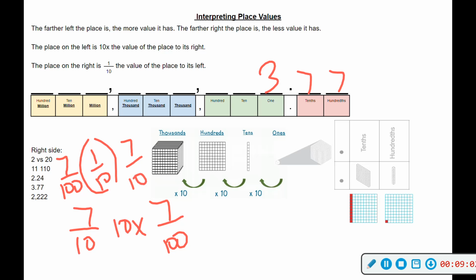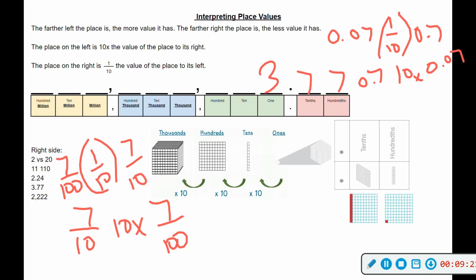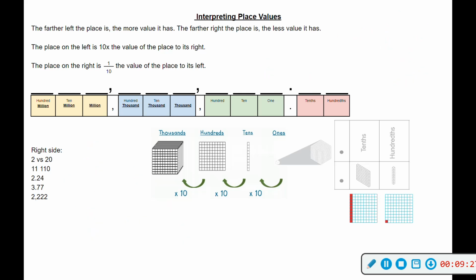As a decimal, it would look no different. The 7 in the hundredths is 1/10 the value of the 7 in the tenths, and the 7 in the tenths is 10 times the value of the 7 in the hundredths. If you try the number 2,222, you can compare many numbers. I can say the thousands is 10 times the amount of the hundreds. The hundreds is also 10 times the amount of the tens. And I can say the tens is 10 times the amount of the ones.